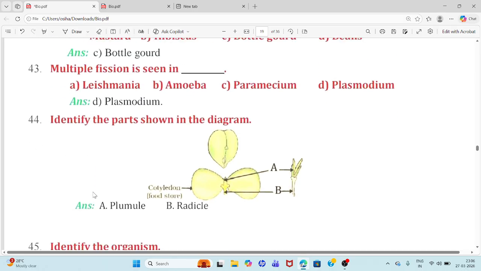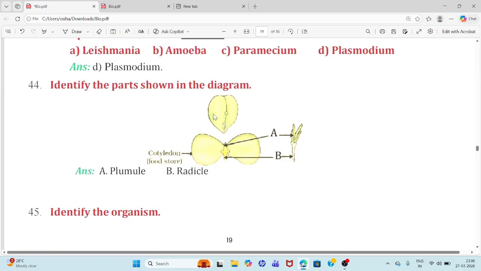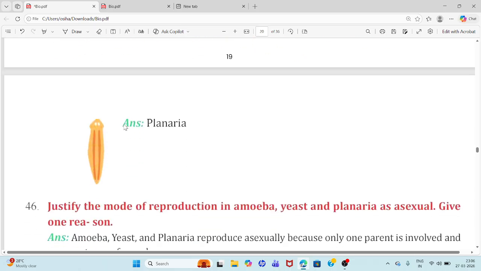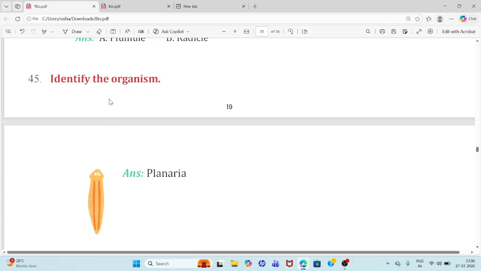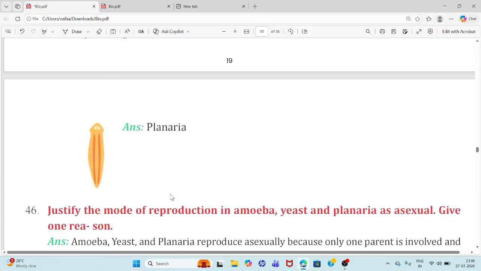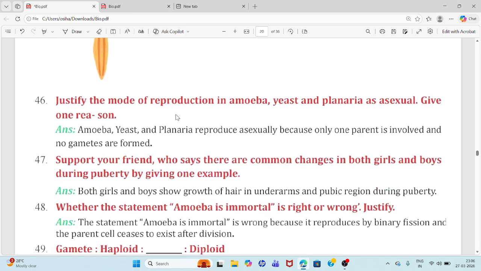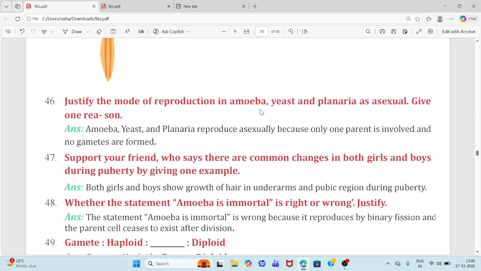44. Identify the parts shown in the diagram. You have to identify part A and part B. Part A is plumule and B is radicle. 45. Identify the organism. This is planaria. 46th. Justify the mode of reproduction in amoeba, yeast, and planaria as asexual.